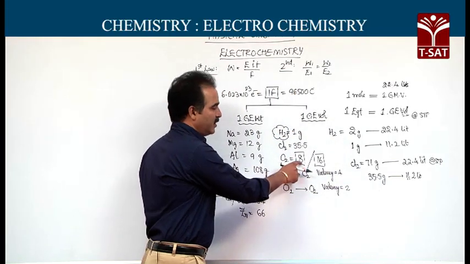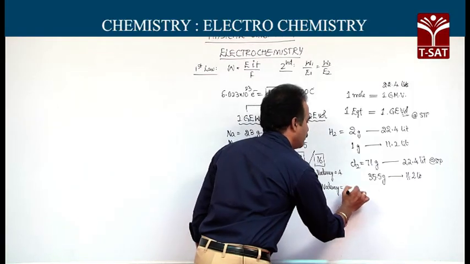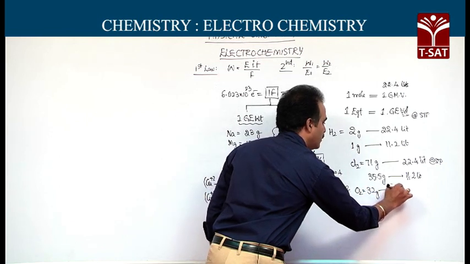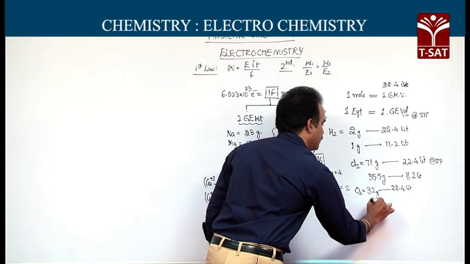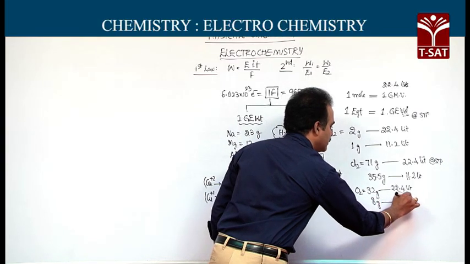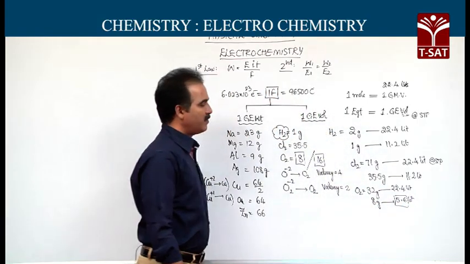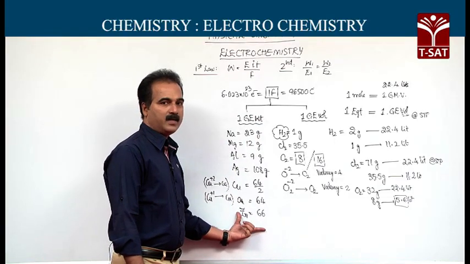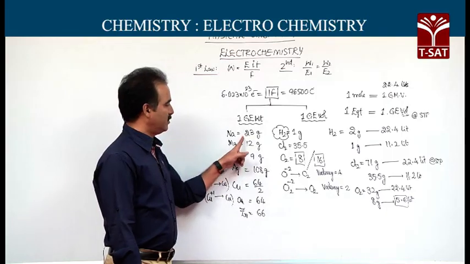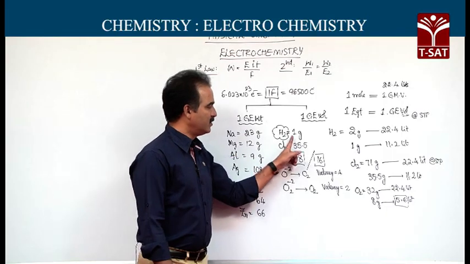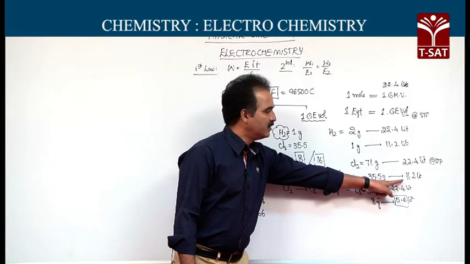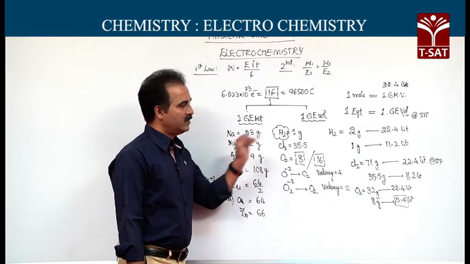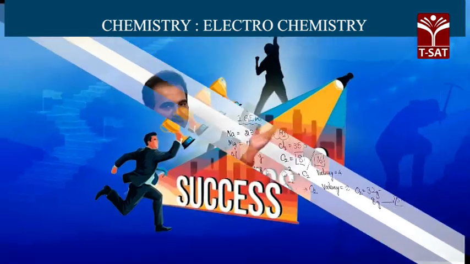Similarly, for oxygen, 8 grams: we know oxygen molecular weight is 32 grams, which occupies 22.4 liters, so 8 grams will occupy 5.6 liters. This is called the gram equivalent volume of oxygen gas. This is the information we should keep in mind to do the problems. These equivalent weights and these 3 equivalent volumes will cover the maximum number of concepts. Let us see how these can be applied in numericals.